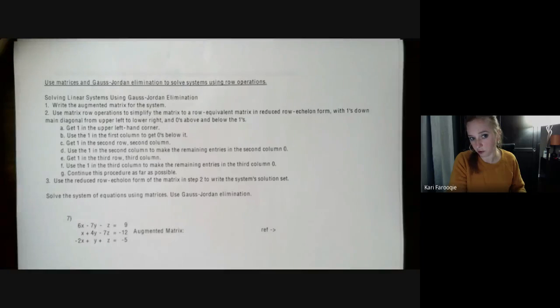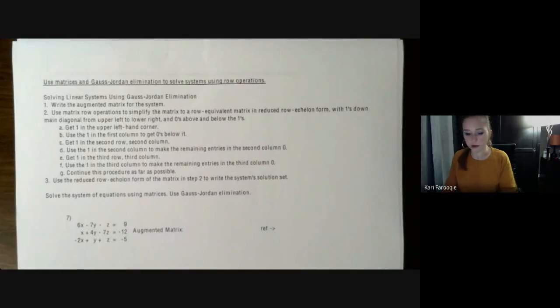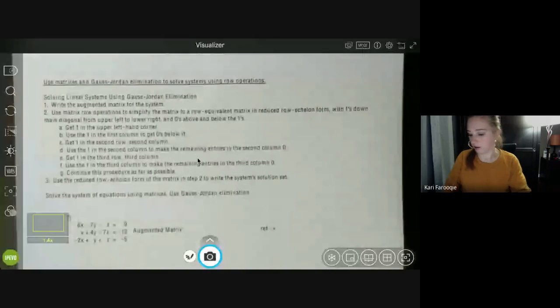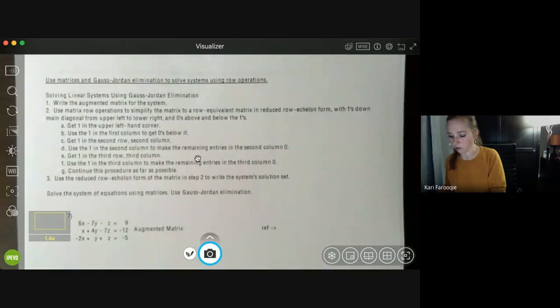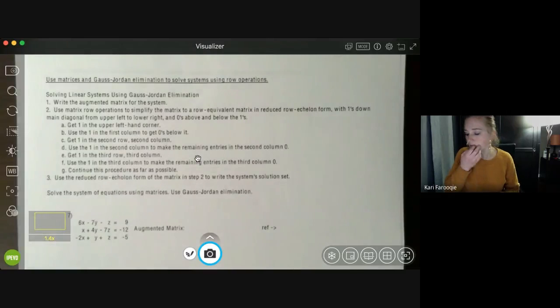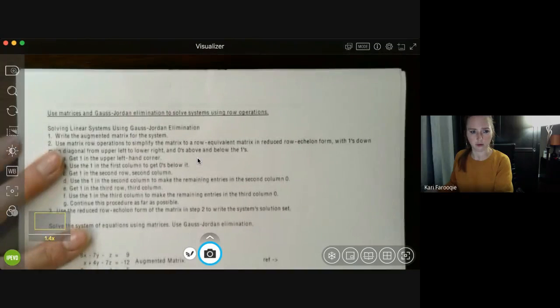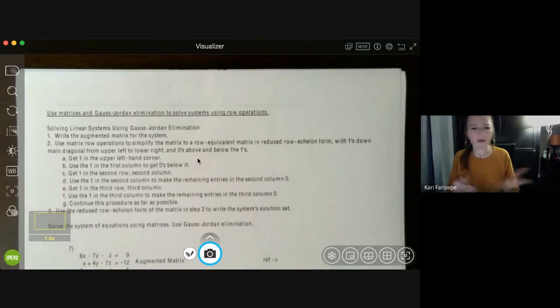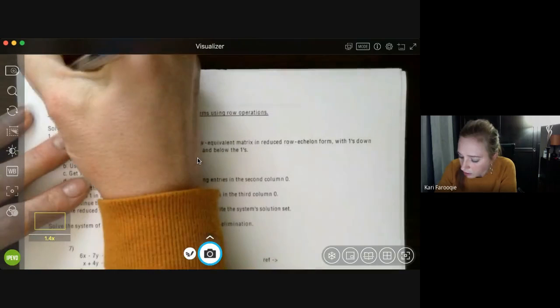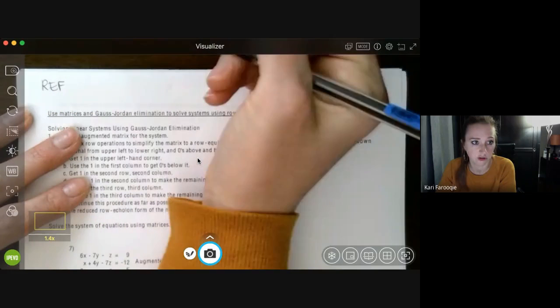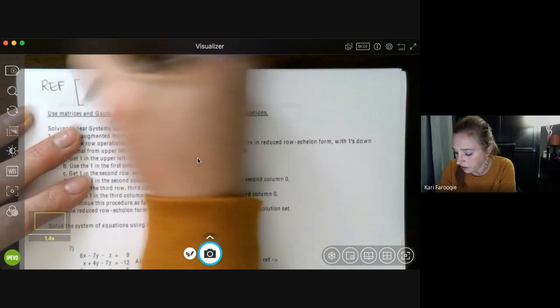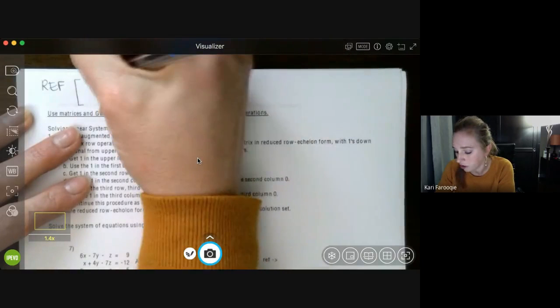We're looking at your 6.1 notes, going backwards, page 5, and we are looking at using matrices and Gauss-Jordan elimination to solve systems using row operations. So the difference between row echelon form, which is what we were doing, and Gauss-Jordan: row echelon form is Gaussian elimination. If you need to understand what we are talking about with REF and RREF, REF is row echelon form. That's what we were focusing on with Gaussian elimination.